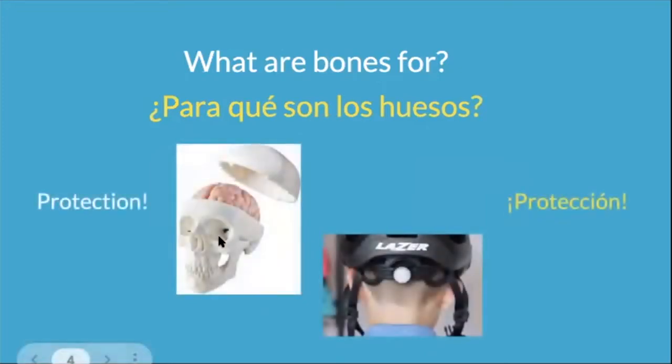Right, they can be used for protection. So the skull, which is in your head, is kind of like a helmet. Like how a helmet protects your head when you're biking. So if you fall down, you won't hit your head exactly. It'll hit the helmet first. Same thing. So the skull, which is this bone right here, protects your brain, which is really important for how you think.